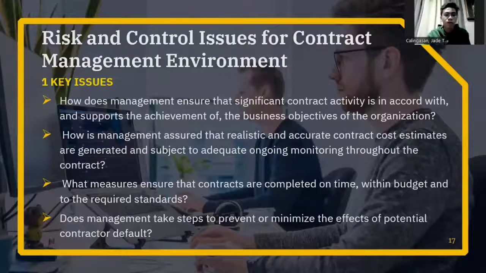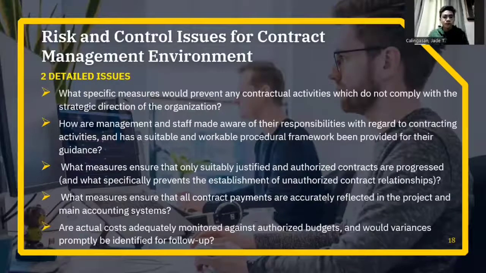And next naman yung mga detailed issues. What specific measures would prevent any contractual activities which do not comply with the strategic direction of the organization? How are the management and staff made aware of their responsibilities with regard to contracting activities? And has a suitable and workable procedural framework been provided for their guidance?